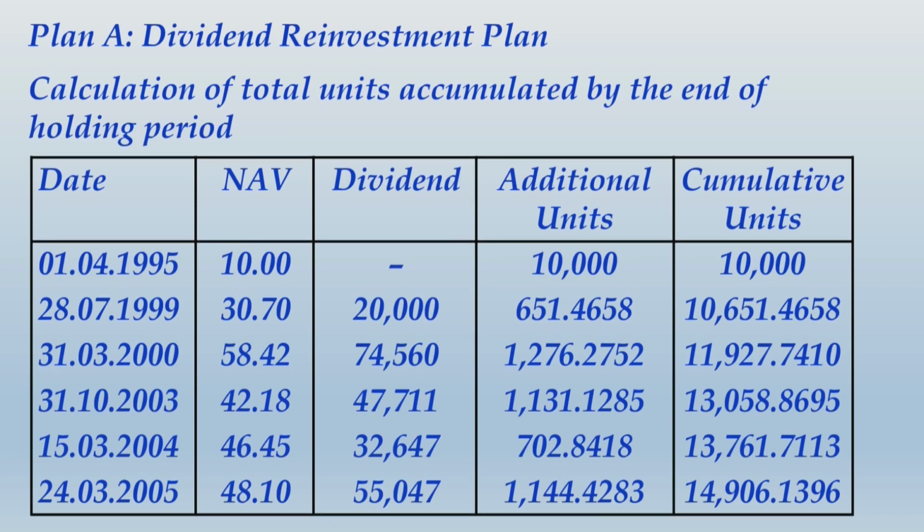Alright friends, you would have finished writing this whole thing. Before I take you ahead, let me explain one thing. This was the last dividend payment date and through which these additional units were acquired. Now all these units, 14,906.1396 units, which are cumulative as on this date, all these units were sold on July 2005. Now what will happen?